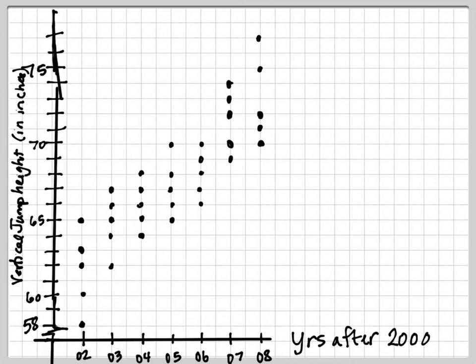Dots everywhere. Okay, that's a scatter plot. A scatter plot's just a plot of dots, and it needs a title. So let's draw a title real quick. So I meant to say a title real quick.